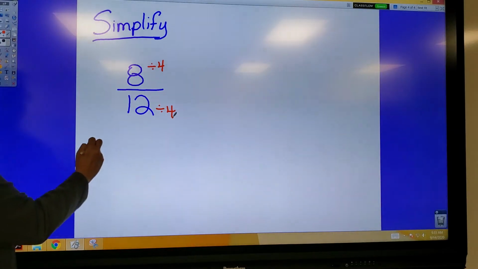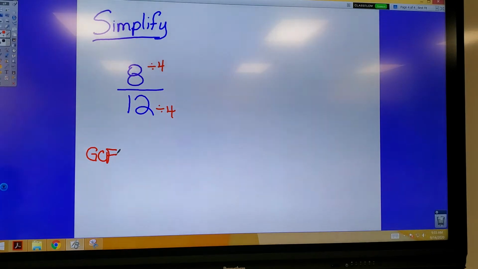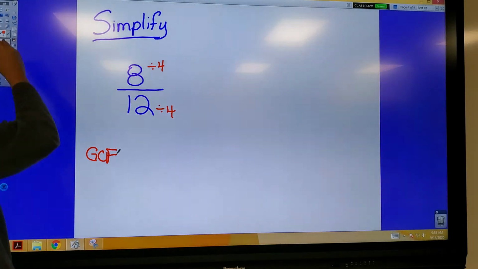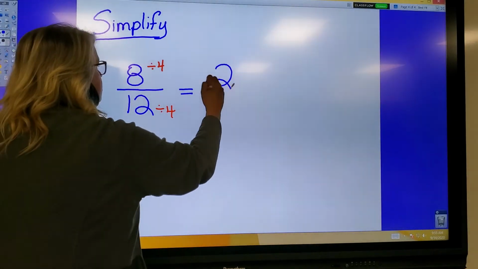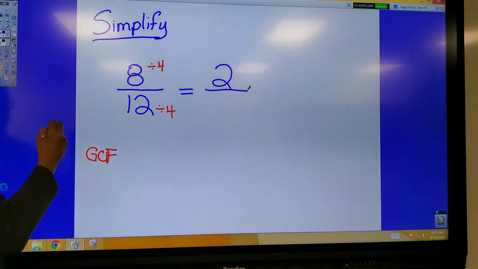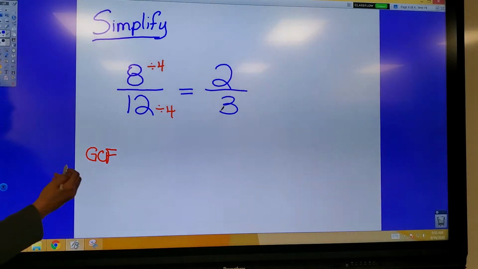Remember when we were doing the DMR where we had to find the GCF? So the GCF is what you can divide both the numerator and the denominator by. The GCF of 8 and 12 is 4. So 8 divided by 4 is 2, and 12 divided by 4 is 3. And I always check it and say, can I do anything else? No, so I'm done.